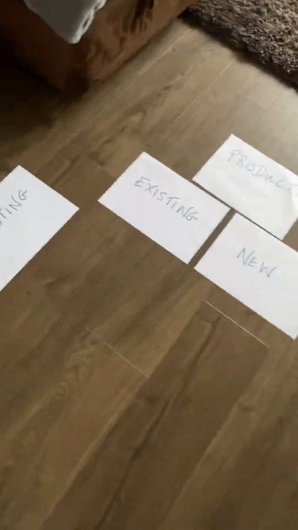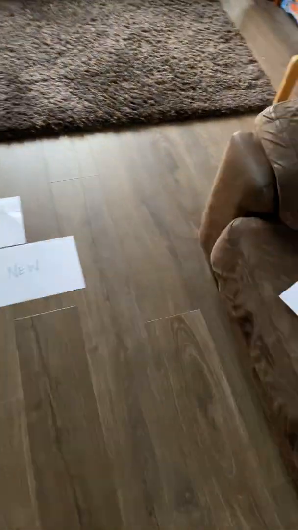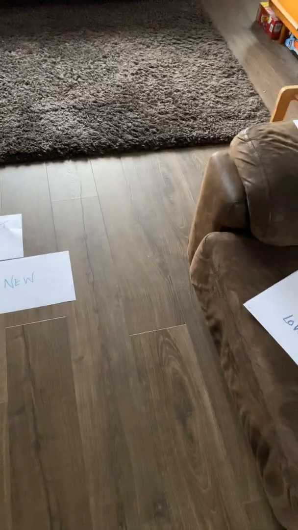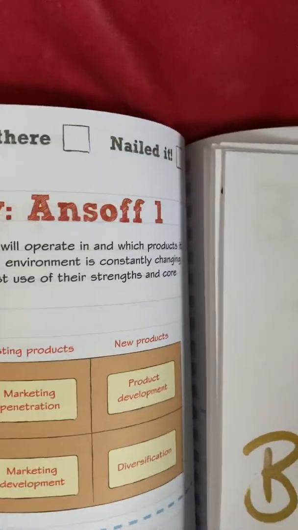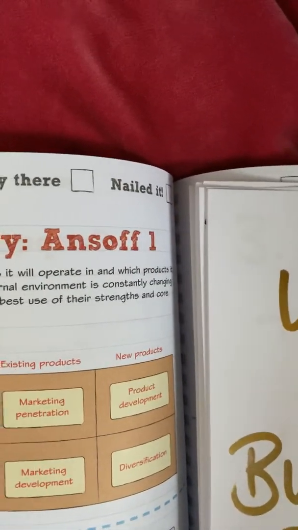Not so exciting. Right, today we're going to look at something called Ansoff's matrix. If you wanted to have a look at it in your books, it's still part of Unit 3, Business Decisions and Strategy. You can find further information in your revision guides, page 124. What I'm going to do is talk you through Ansoff and his matrix, and then you can make some notes.